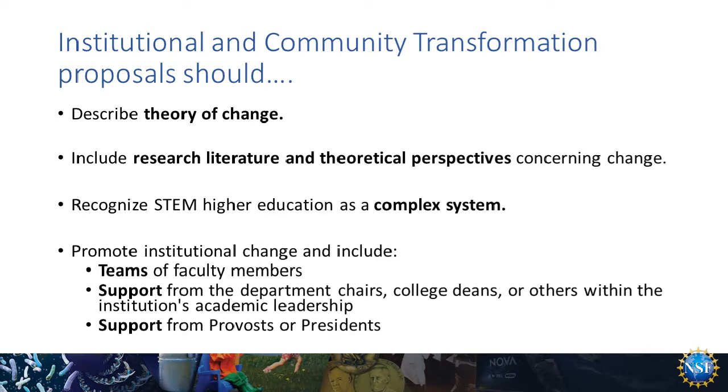As I mentioned, one of the unique features of projects in this particular track is that they require the inclusion of a theory of change. So the proposals into this track really should describe the theory of change and should include research literature and theoretical perspectives relating to that theory and concerning the change that the projects are hoping to effect. Projects in this track typically recognize STEM higher education as a complex system. And so the projects need to include teams of faculty members and support from department chairs or other administrative levels within an institution's academic leadership that can actually help to support the change that is desired. It can also be helpful to have support from provosts or presidents of universities to ensure that there really is institutional backing for the types of projects that are proposed in this track.